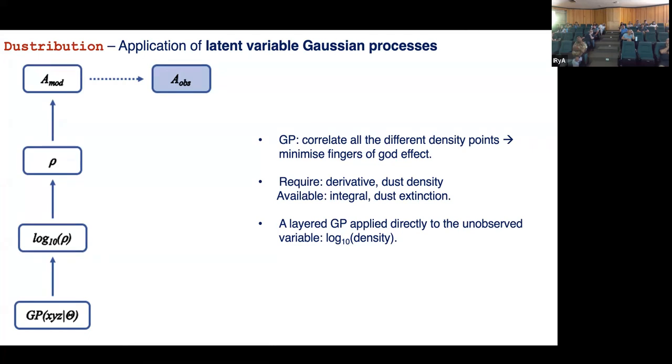And then we remove the log 10 and go to density. Then we can integrate along every line of sight to which we have a Gaia star, and then we have our modeled extinction. Then we can basically do likelihood estimation using our observed parameters from our observed table. So that's essentially what a latent GP means. It's a layered process.